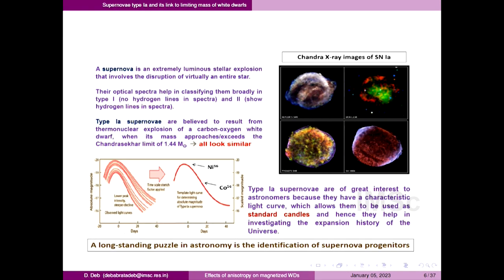In the plot on the left-hand side, you can see the light curves for different Type Ia supernovae, and the decay depends on the luminosity. The higher the luminosity, the lower the decay rate for Type Ia supernovae, and this is actually the Phillips relation.